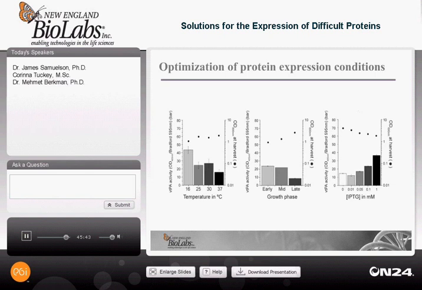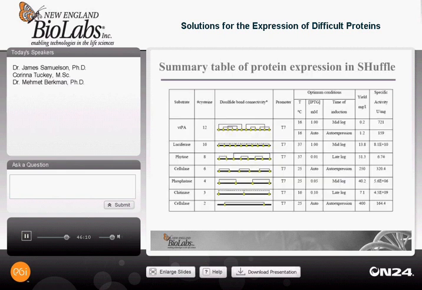And so we would express at various temperatures, take the optimum temperature, and then express it at various growth phases, early, mid, or late, and take the optimum temperature and the optimum expression phase, and then try various concentrations of IPTG to induce our substrate. And using the optimum conditions that we found, we would purify our protein and try to understand yield and specific activities. So we did this for a panel of proteins, and here's the summary of all of them.